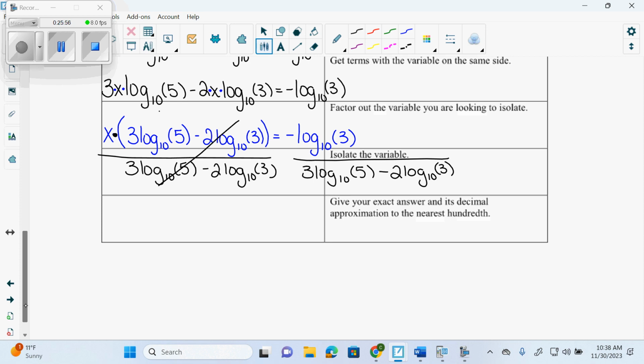So we could technically right now type it into our calculator, and this would be a rounded decimal. I would make sure I use my fraction button if I have it. And do I need to put base 10, or can I just press the log button? No, you can just press the log button, because the log button is base 10, right?